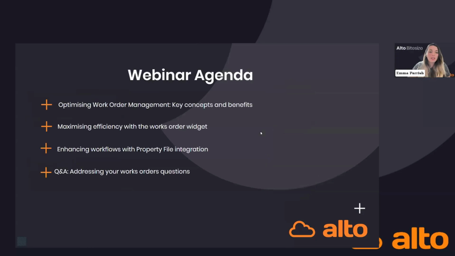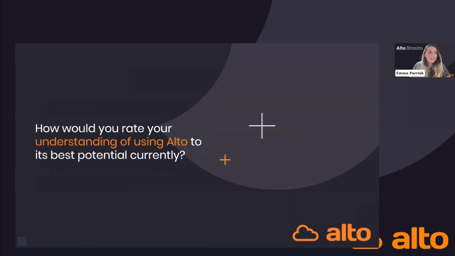Today we're going to be looking at optimizing work order management, key concepts and benefits, maximizing efficiency with the works order widget, enhancing workflows with property file integration, and then looking at a Q&A addressing your works orders questions. We've got a few that we've already thought that we might just show you a few tips and tricks there as well. First of all, we can do a quick poll just to get going.